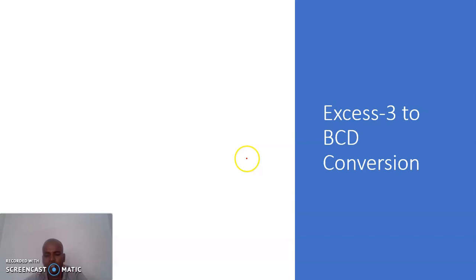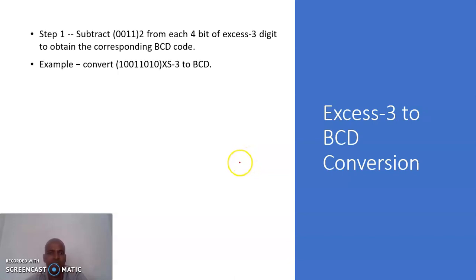Then XS3 to BCD conversion. In the previous conversion we added plus 3. Now the reverse process, just subtract 3 from the given XS3 number. See, subtract 0011 from each 4 bit group of the XS3 digit. So for example, this is the XS3 digit, 1001 1010, and 0011, this is one group. Let's subtract as per the normal subtraction operation.